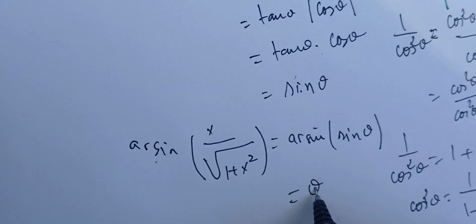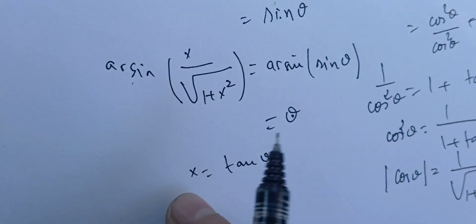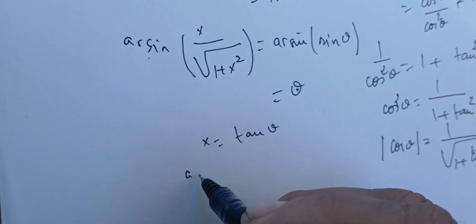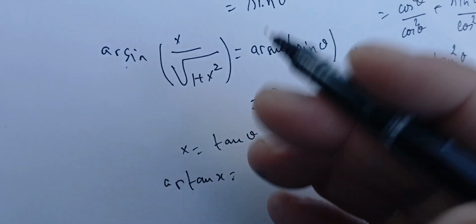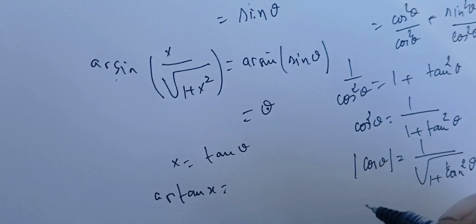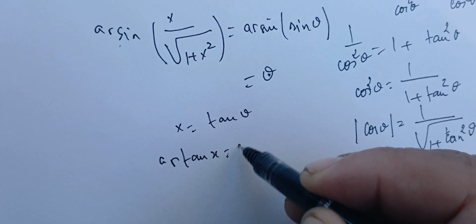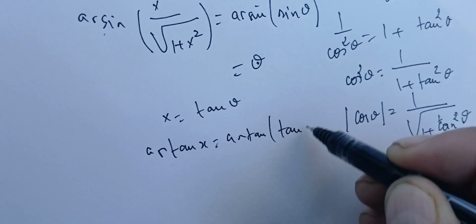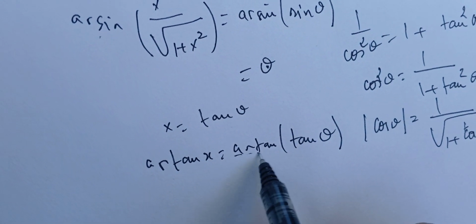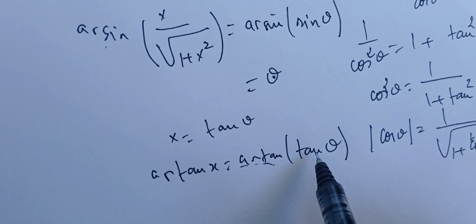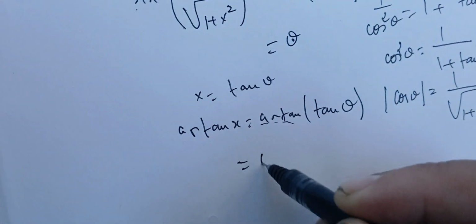Now I go back to my change of variable, so I have x is tangent theta. If I take the arctangent of x, because arctangent is defined on the set of all real numbers, I'm going to get arctangent of tangent of theta. But since theta is between minus pi over 2 and pi over 2, the arctangent and tangent are bijective, inverse functions of each other, and therefore I have just theta.